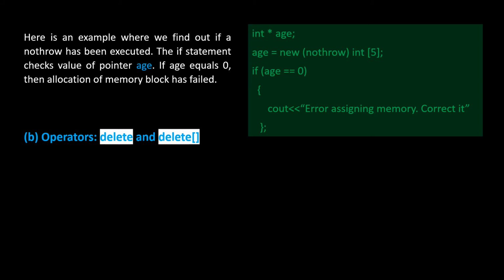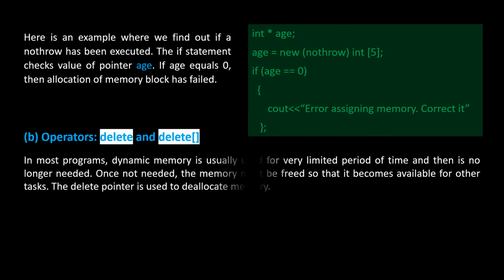Next, let's look at the second operator used in dynamic memory allocation. The delete and delete[] operators. In most programs, dynamic memory is usually used for a very limited period of time, and then is no longer needed. Once not needed, the memory must be freed, so that it becomes available for other tasks.